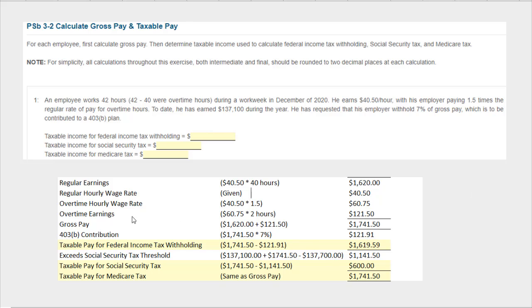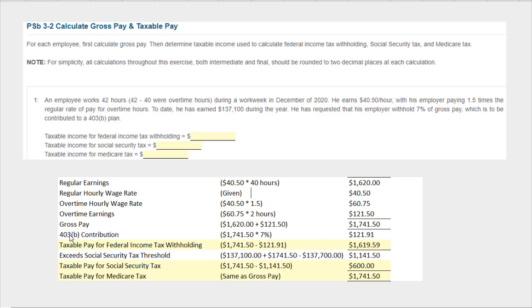In the example, we had arrived at gross pay, $1,741.50. Now, this could be all subject to tax, or maybe a portion of it will not be taxed. So all of it could be 100% taxable income, or likely a portion of it will not be taxable. So we would subtract that portion that's not taxable in order for us to arrive at taxable pay or taxable income.